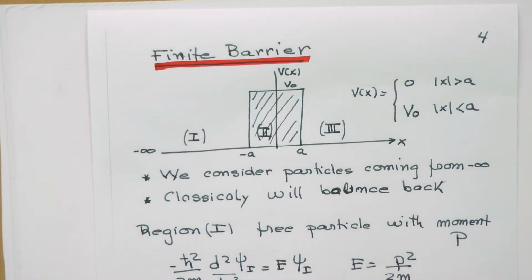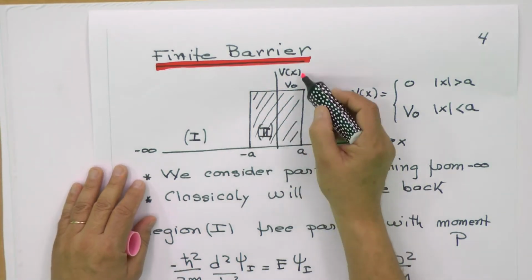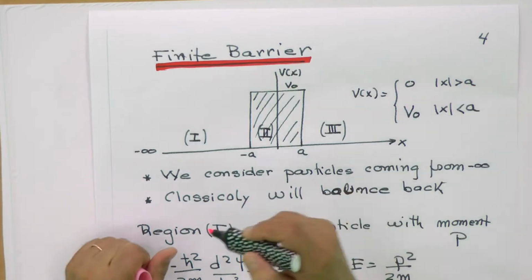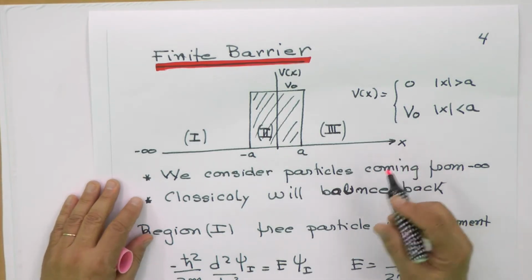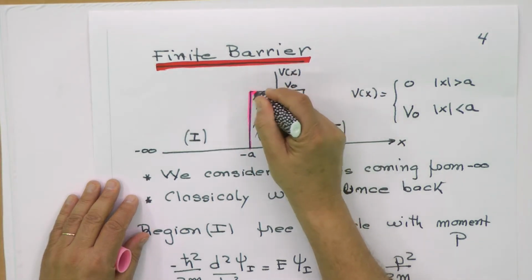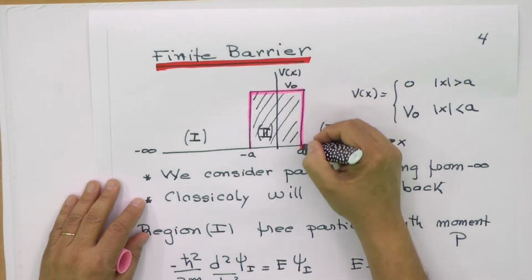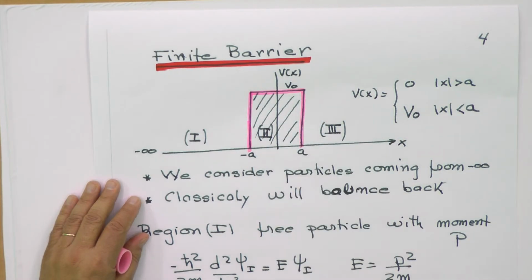What is a finite barrier? Well, a finite barrier is like a potential. So we have a potential, V of x, as I told you. The potential is always what represents the physical system. And this is a barrier here. So we have a potential barrier with some width, that's 2a. So the width of this barrier is 2a.